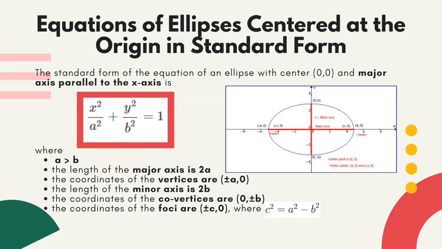The coordinates of the covertices are 0, plus minus b. And lastly, the coordinates of the foci are plus minus c, 0. And in order to find the value of c, use the formula c squared equals a squared minus b squared.